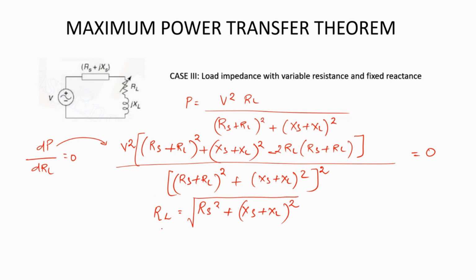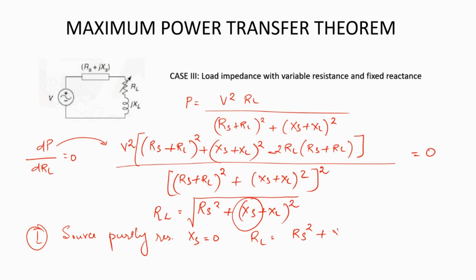But from this, we can divide this into two subdivisions. The first case is where my source is going to be purely resistive. So, if my source is purely resistive, in that case, I can say that the value of the source reactance is going to be 0, which means this term will be 0. So, XS is going to be 0, and therefore RL will become the root of RS square plus XL square.